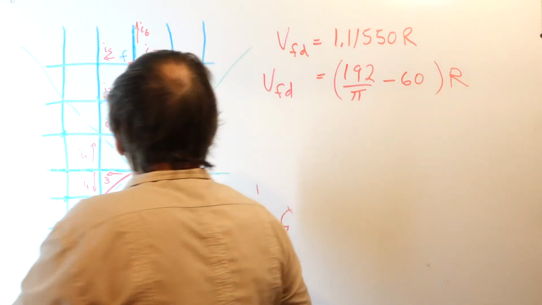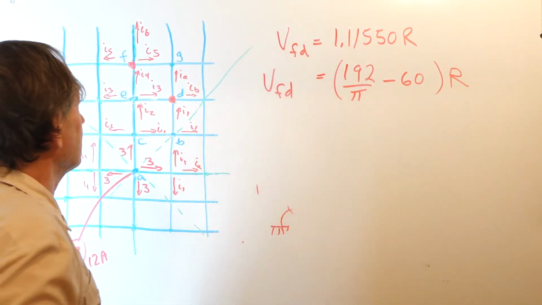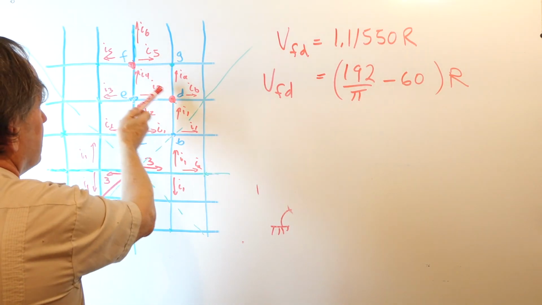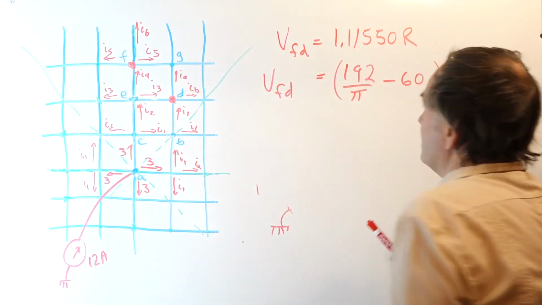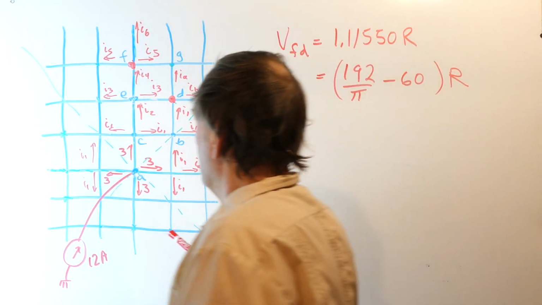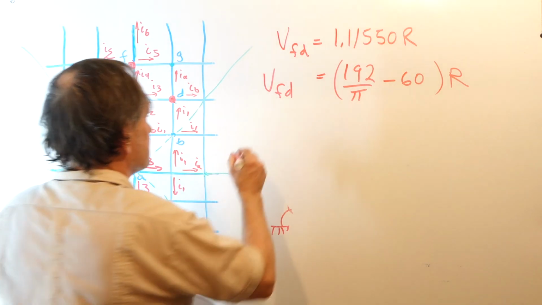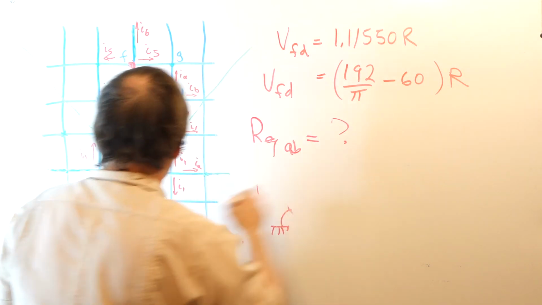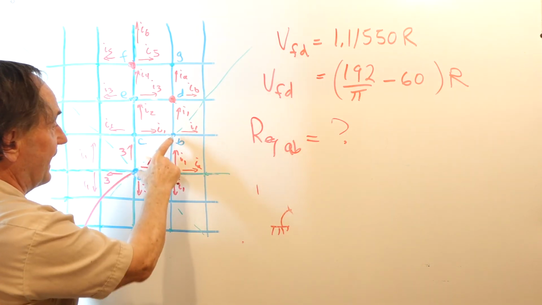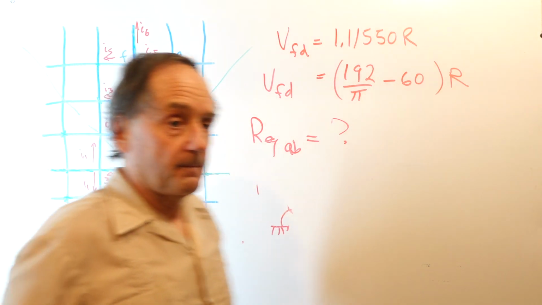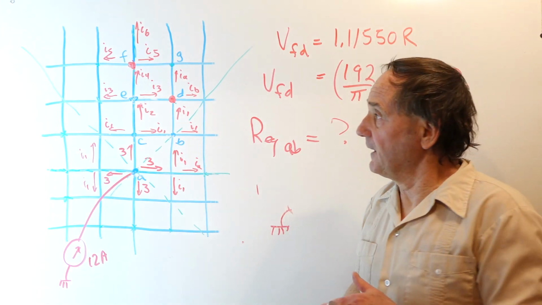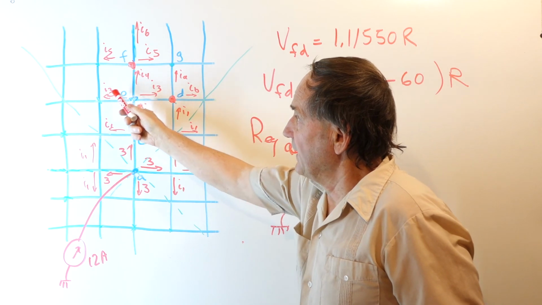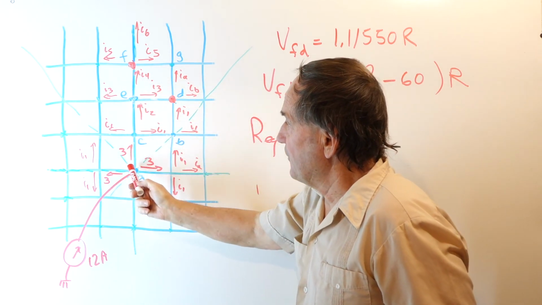I'll show you how I got that when I solve the network. But anyway, I'm giving you a voltage in the network, that the voltage from F to D is this value, and from this value you should be able to compute the equivalent resistance, R equivalent, looking in across the diagonal of this network. Good luck. And now hopefully you'll see why you cannot divide this 3 amp current.